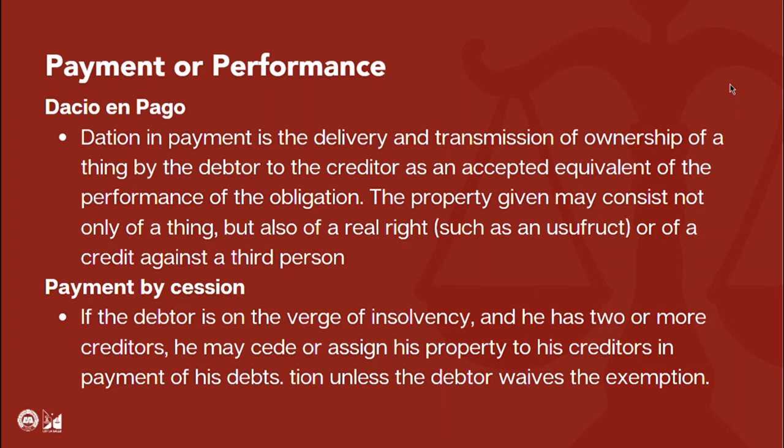We also have payment by cession. If the debtor is on the verge of insolvency and he has two or more creditors, he may cede or assign his property to his creditors in payment of his debts, unless the debtor waives the exemption.